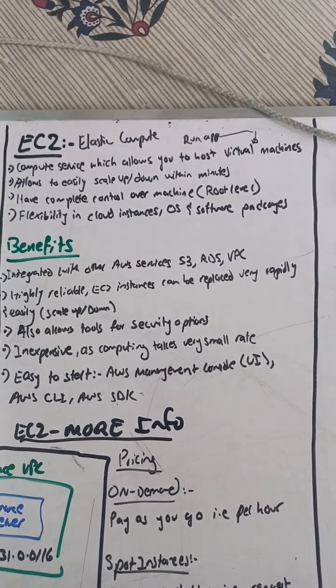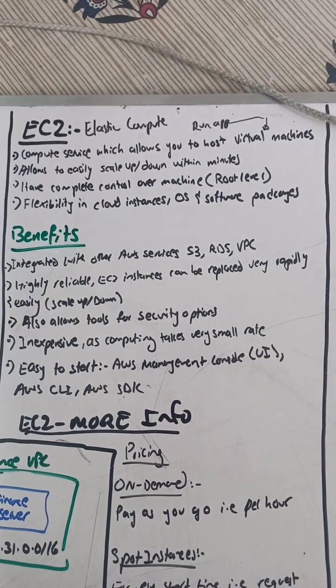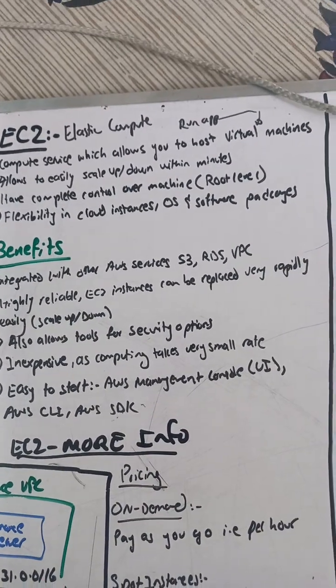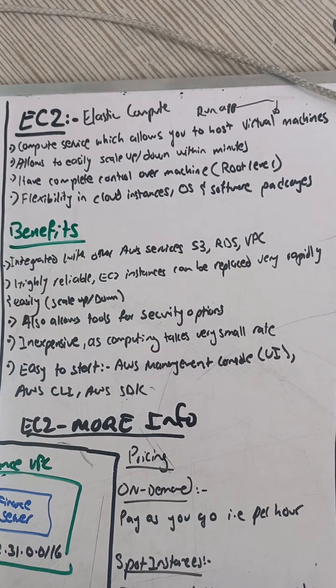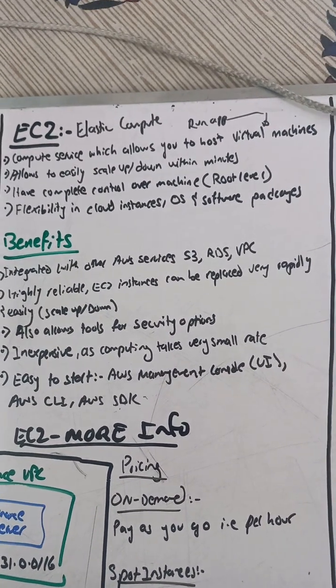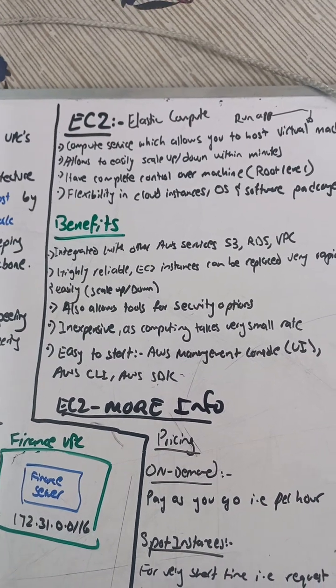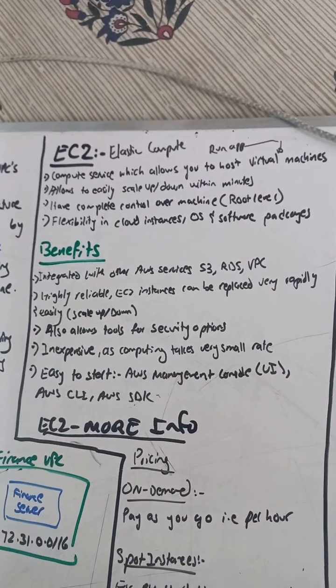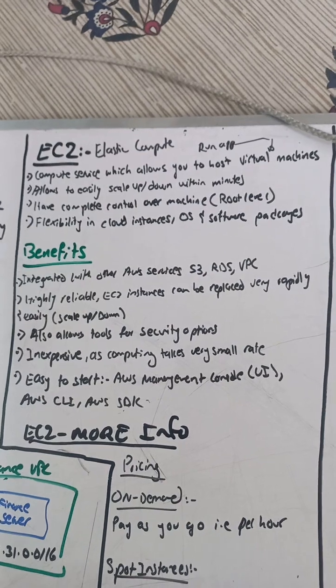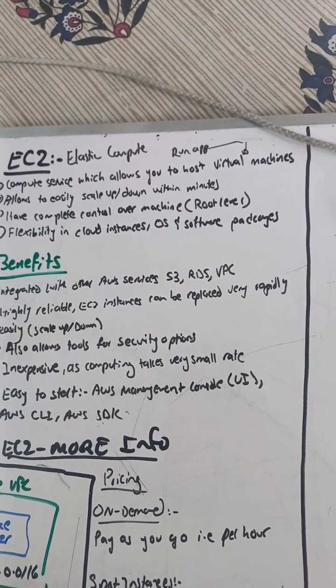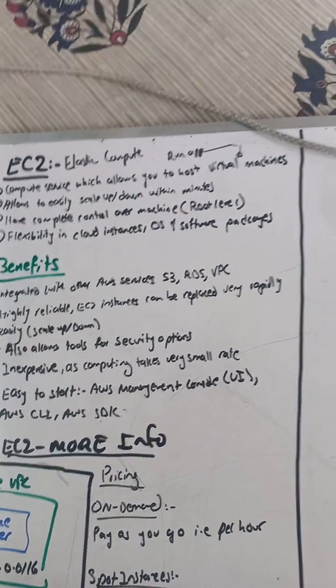You have complete control over your machine because you are also going to have root level access to it. And it also has flexibility in cloud instances, which means that you can install any OS that you want. For example, you want to install a Windows OS, a Linux OS, Red Hat. There are multiple options available to you.